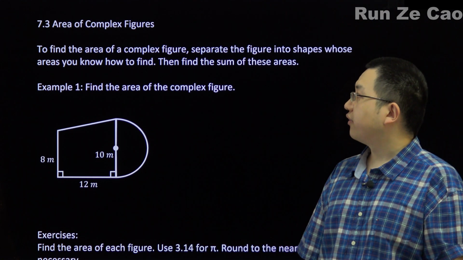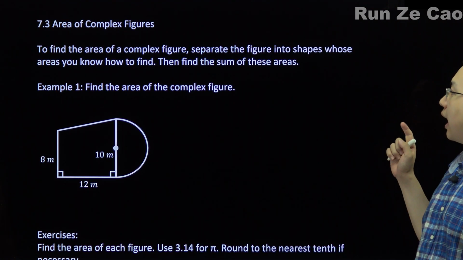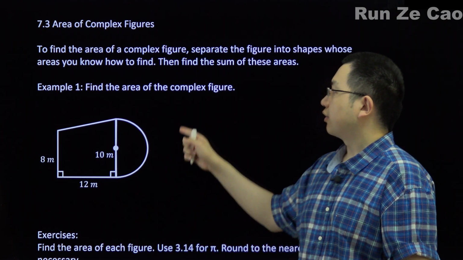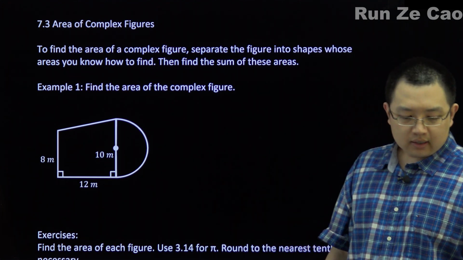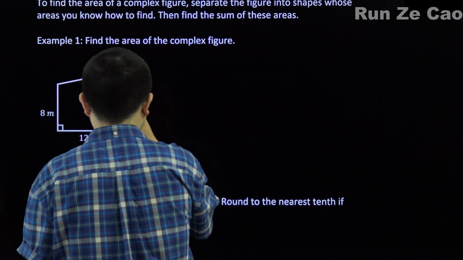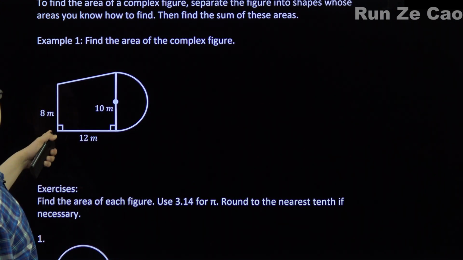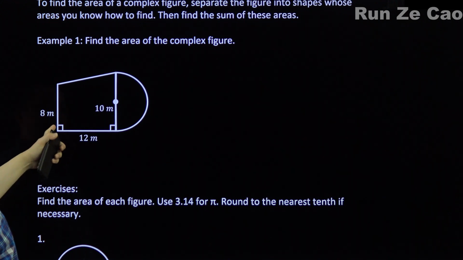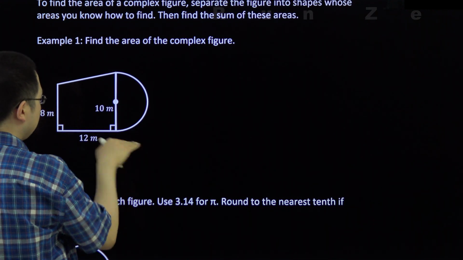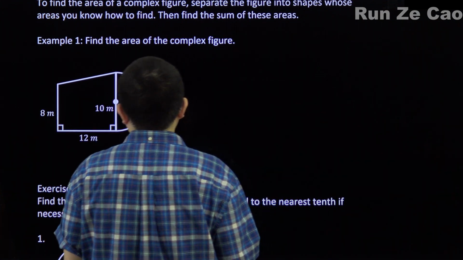To find the area of a complex figure, you separate the figure into shapes that you know how to find the area of, and then you find the total of these parts. Now you find the area of this complex figure. We got a trapezoid. We know that these sides are parallel, and therefore it's a trapezoid because this is 90 degrees, that's 90 degrees. They are both perpendicular to the same line. Therefore, they must be parallel. At least in 2 dimensions, that's how it works.